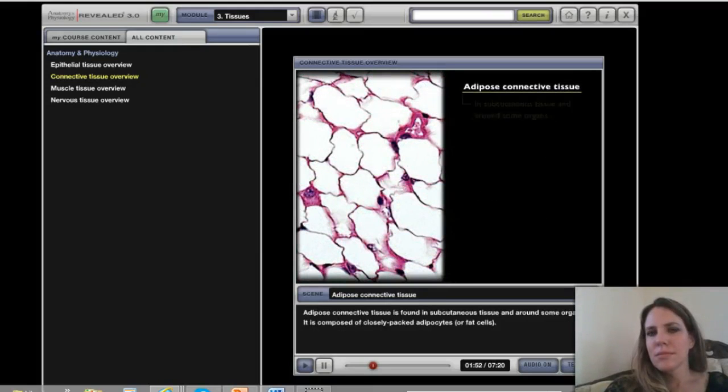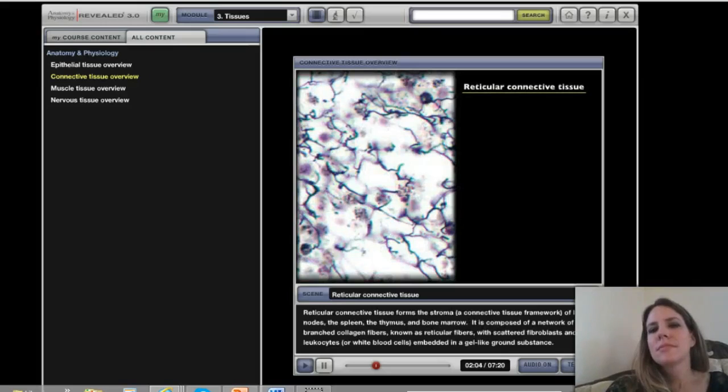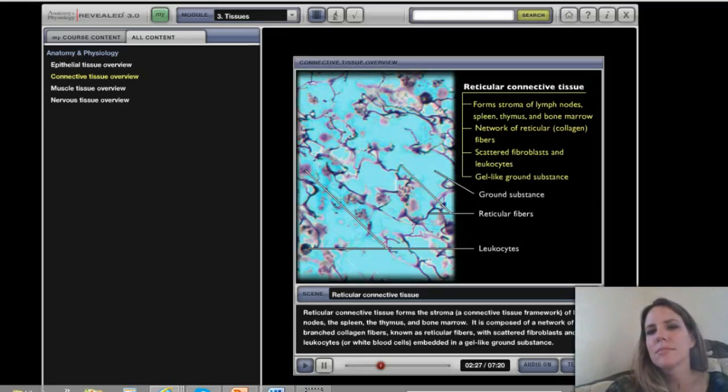Adipose connective tissue is found in subcutaneous tissue and around some organs. It is composed of closely packed adipocytes or fat cells. Reticular connective tissue forms the stroma, a connective tissue framework, of lymph nodes, the spleen, the thymus, and bone marrow. It is composed of a network of branched collagen fibers, known as reticular fibers, with scattered fibroblasts and leukocytes, or white blood cells, embedded in a gel-like ground substance.